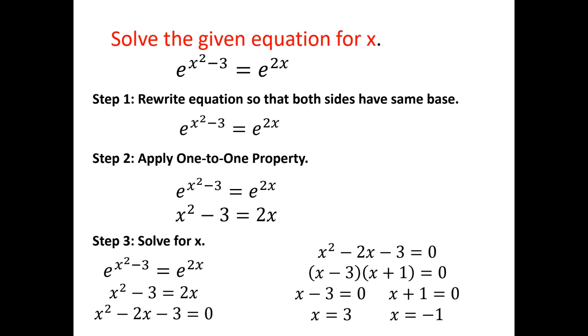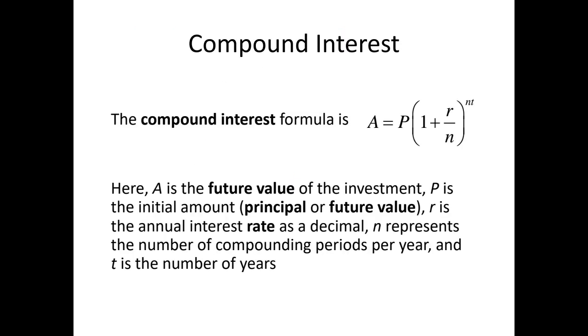Are there any questions on this property here? So again, the main important thing is that your base has to be the same if you want to set the exponents equal to each other. If they're not the same, then we're going to have to do some other methods, which we'll see in a little bit. All these problems, by the way, are from section 3.1.